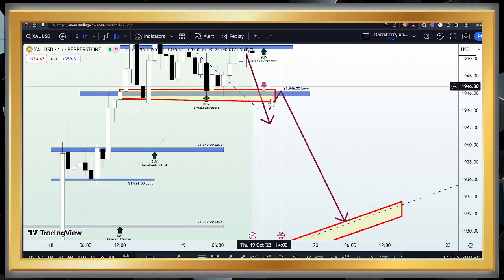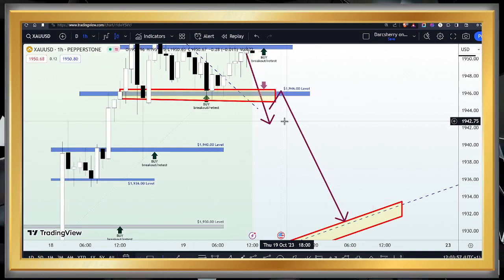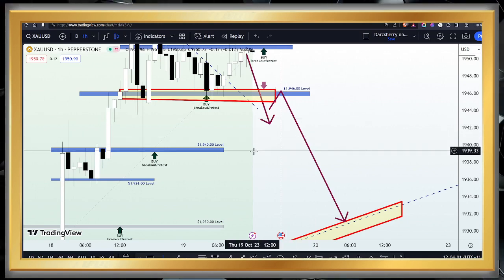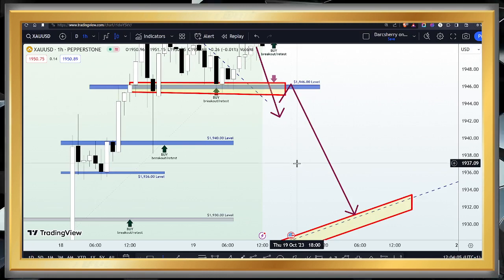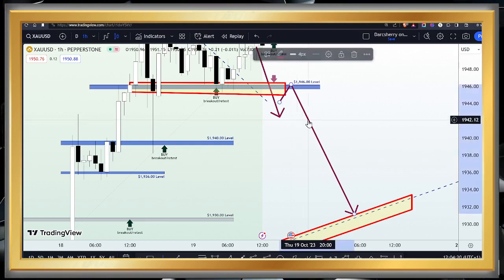So if price drops below the 1946, retest structure on our lower time frame, then that could welcome some selling opportunities. And please note that this is a counter trend opportunity, and that if you are taking this position, you do want to be on standby to always move your stop losses accordingly to secure your position as price moves in your favor. So these are my views here on the XAUUSD.